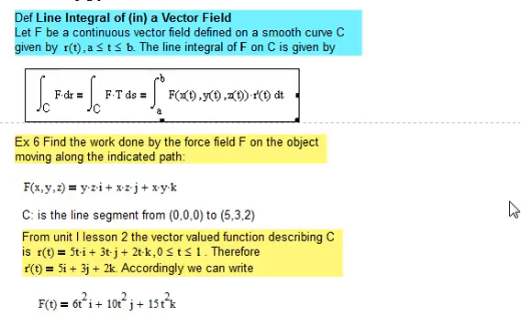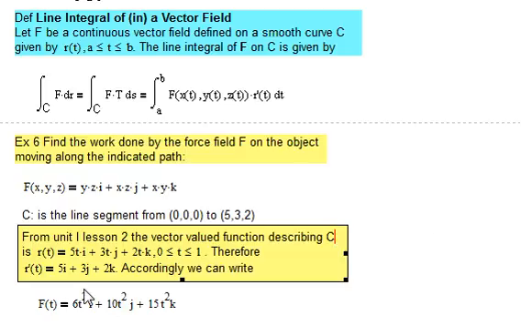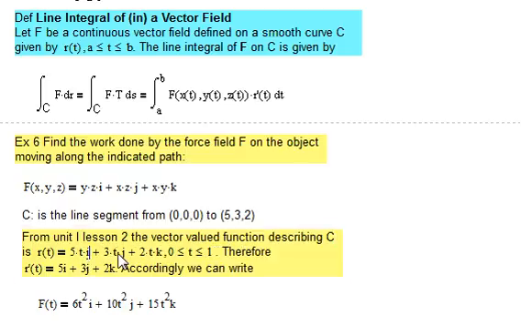Interesting. Well, from Unit 1, Lesson 2, the vector valued function describing C is 5t i plus 3t j plus 2t k. Now think about it. It's 5 minus 0, so 5t i. It's 3 minus 0, so 3t j, and 2 minus 0, so 2t k, with t going from 0 to 1. And of course, this could be different. This could be 5t over 2, 3t over 2, and 2t over 2, t going from 0 to 2, or something like that, but this one will work.